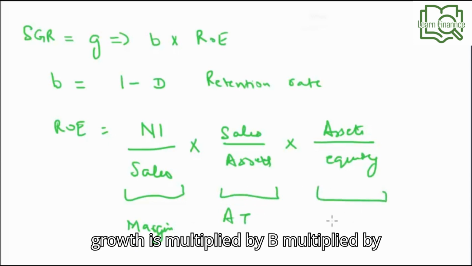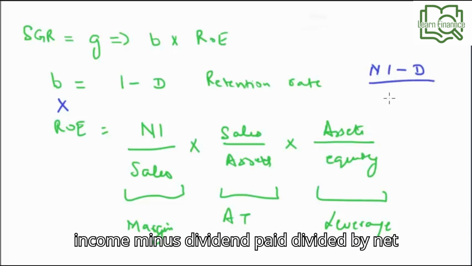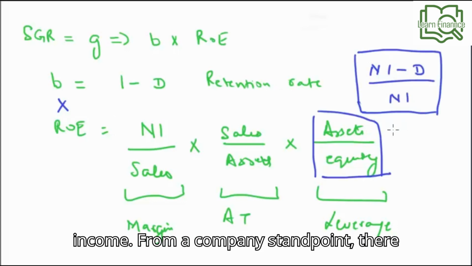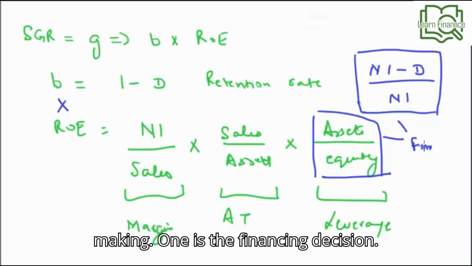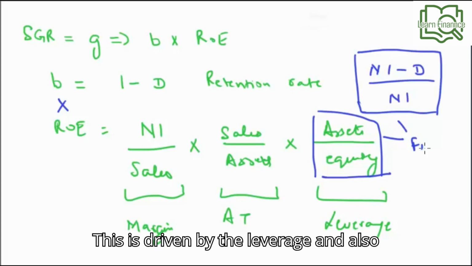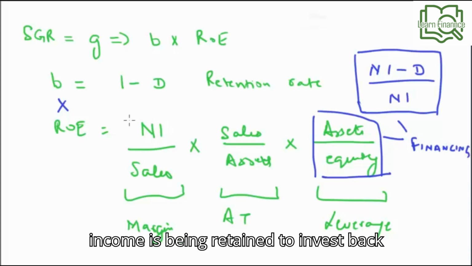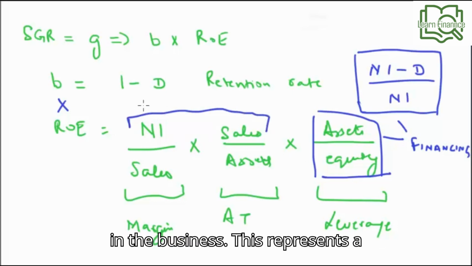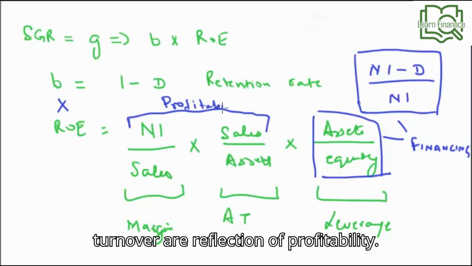So from a company standpoint, growth is B multiplied by ROE, where B can be defined as net income minus dividend paid, divided by net income. From a company standpoint, there are two decisions which companies make. One is the financing decision. This is driven by the leverage and also the retention, which is how much of income is being retained to invest back in the business. This represents a financing decision. Margin and asset turnover are a reflection of profitability.